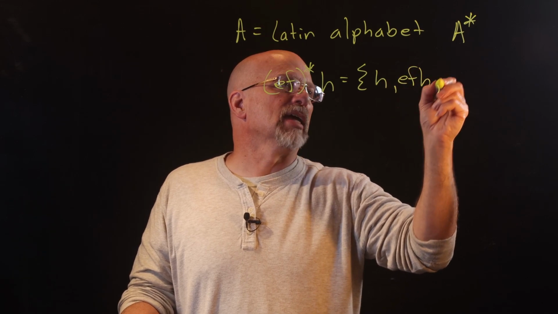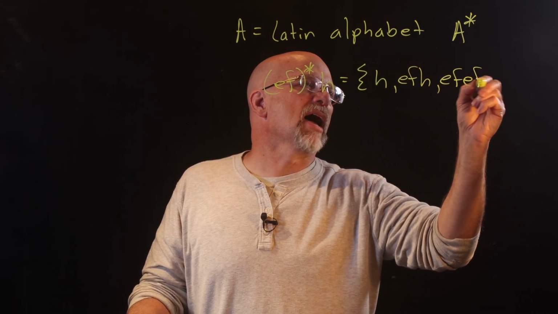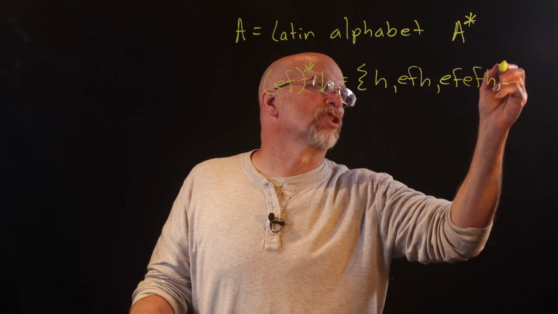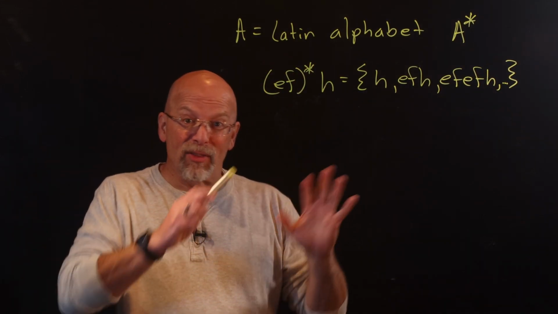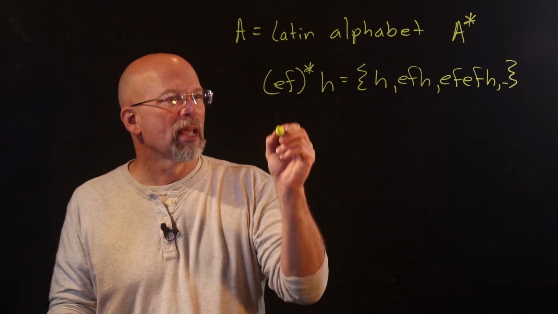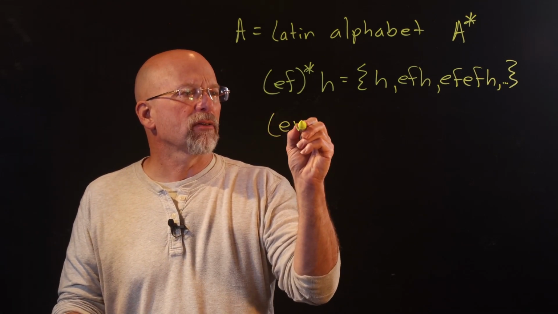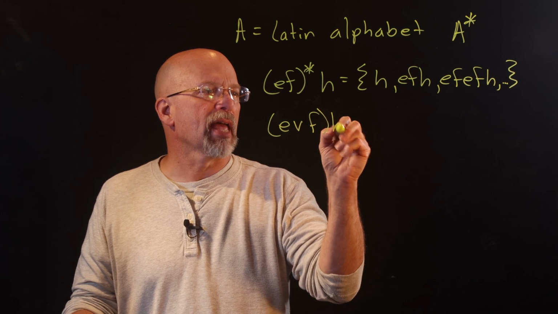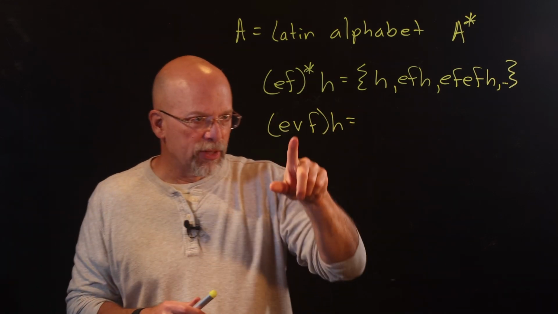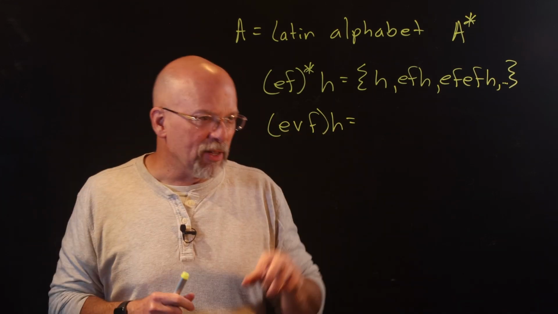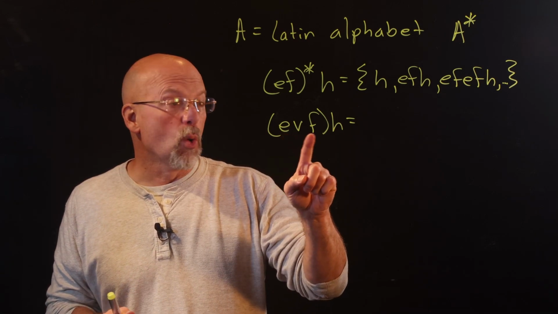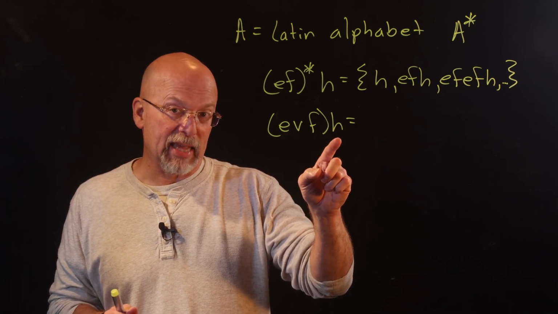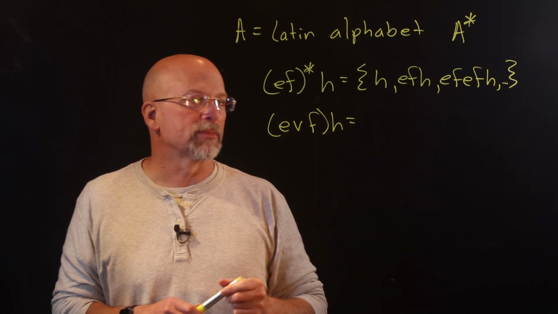Then EFH, EFEFH, and so on. All right? Kind of getting the idea of how these stars and so forth work. What about E or FH? Now, this little v, this little tiny v, is representing, remember, the OR. And so I have E or F, then concatenated with a single H that comes at the end.